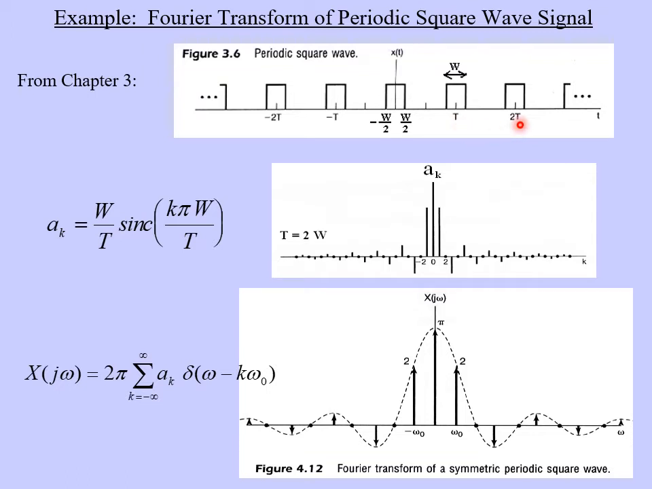So back in chapter 3, we found the Fourier coefficients a sub k for this periodic square wave. So that's going to always be our starting point. We're going to find the Fourier coefficients first, and they're shown mathematically here. We did this in chapter 3, and they're plotted here. The next thing, all we have to do is take each of these values of a sub k and multiply them by 2 pi, and then turn them into delta functions in frequency. And then, of course, the values down here for k become multiples of omega naught. So we have omega naught, 2 omega naught, 3 omega naught, 4 omega naught, and so on.